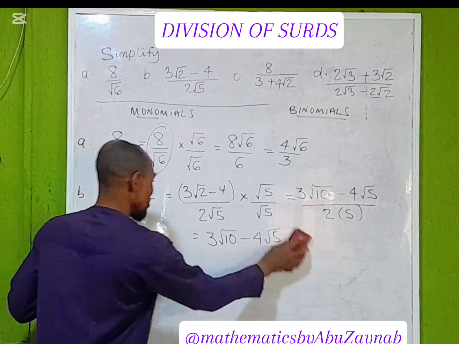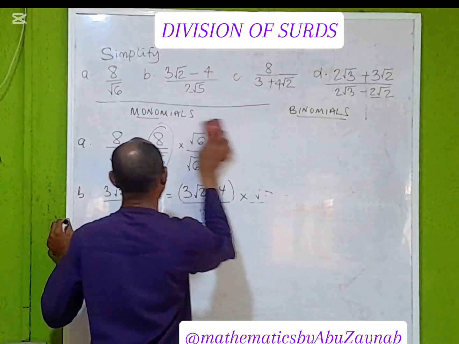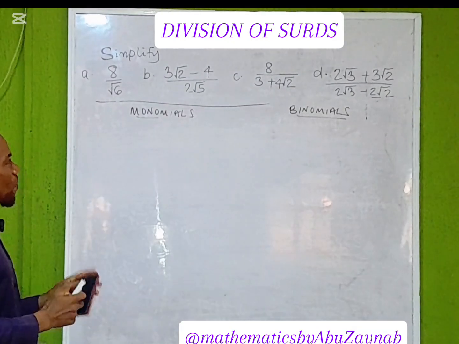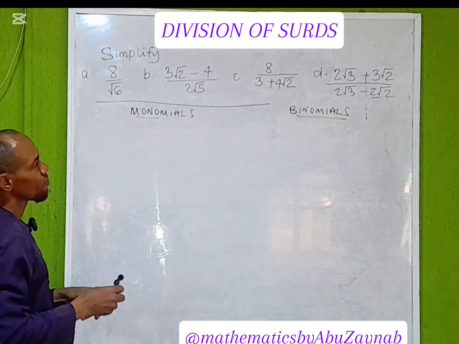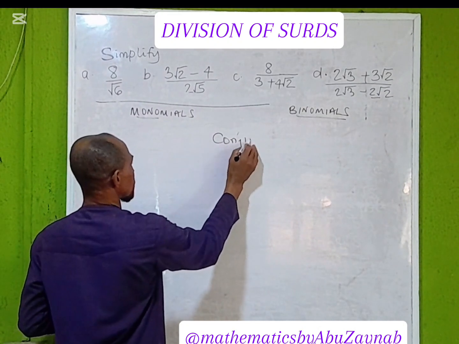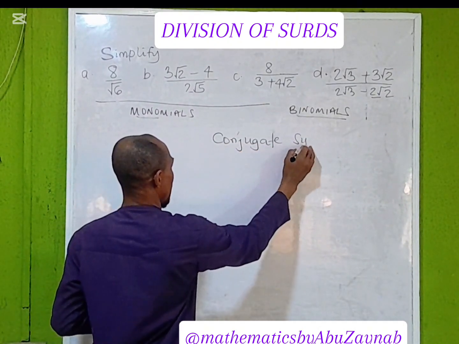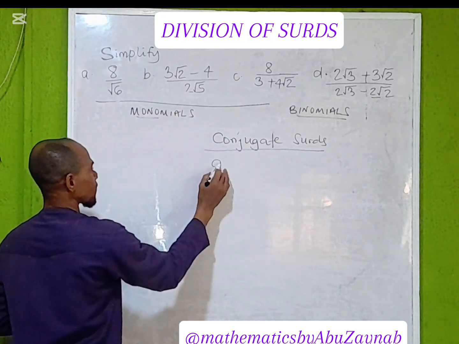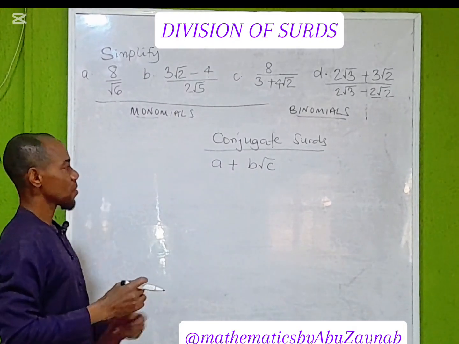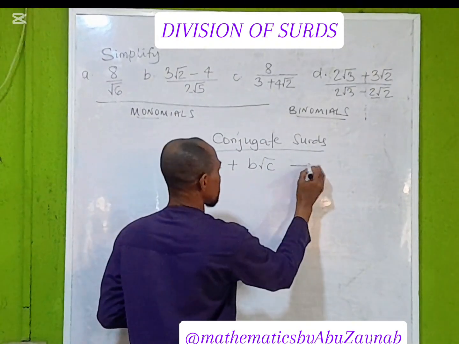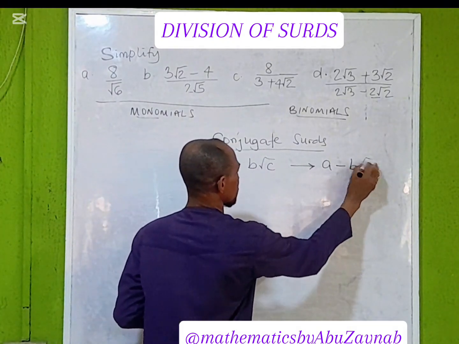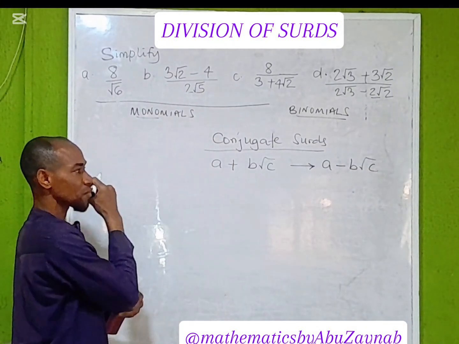So without much hassle, let's now go to the binomials, which seems to be more fun. Now, to help us tackle the case of binomials, we introduce the concept of conjugate surds. Conjugate surds are best explained by having a binomial surd, a plus b root c. Its conjugate is simply the additive inverse of the surd, and that means we are changing this to minus. So we have the negative of this.